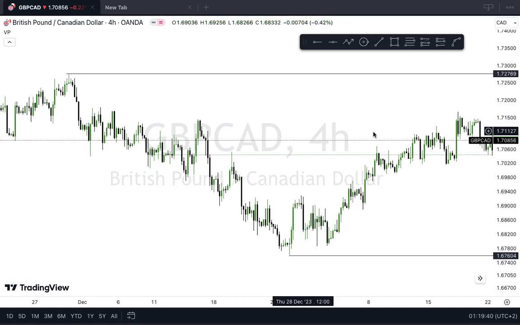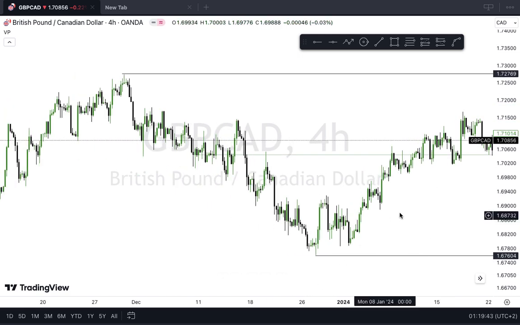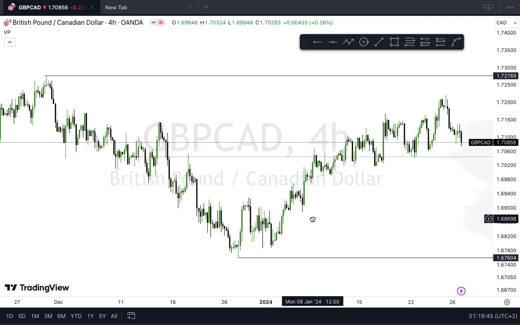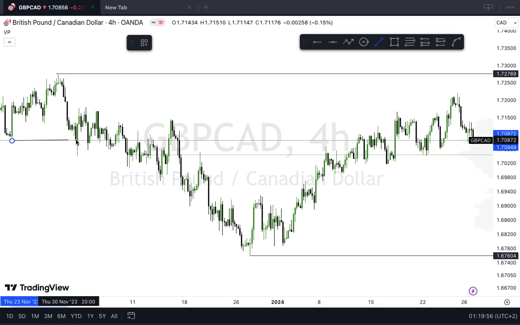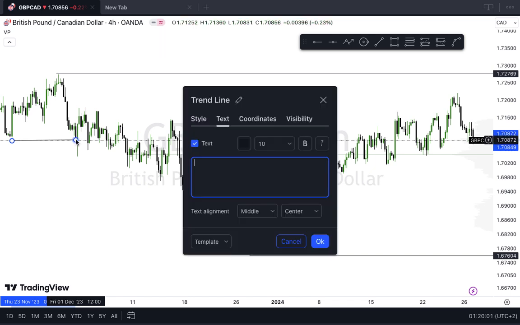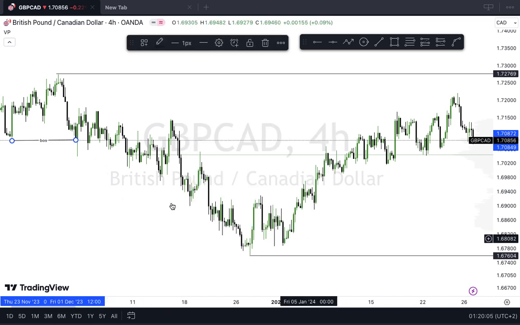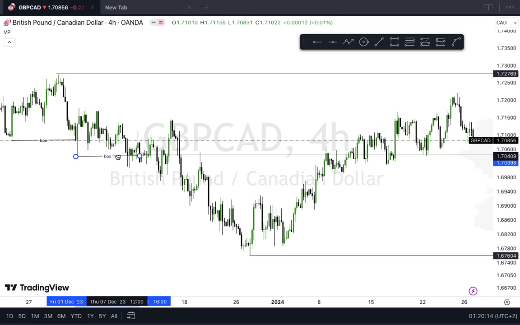Let me just do it like this so that we can see the whole chart. If you check where the market gave us a high, when we look at here, we can see that we had a break of structure to the downside, right? Then from there, we had our second break of structure. The market was moving in a downtrend, right?